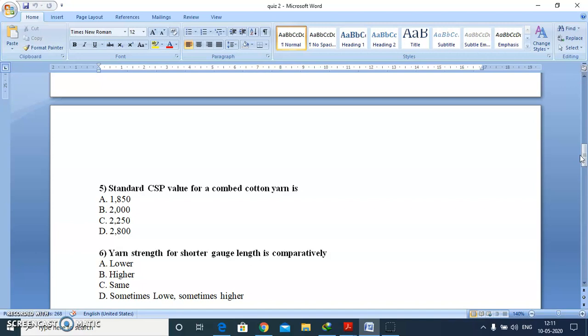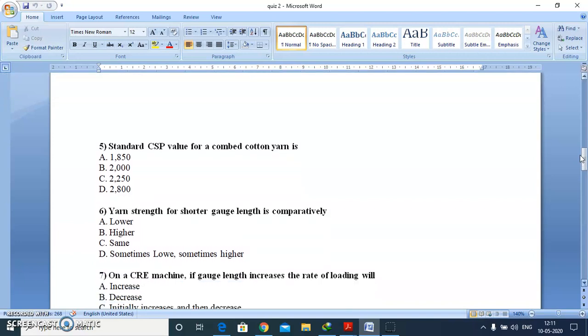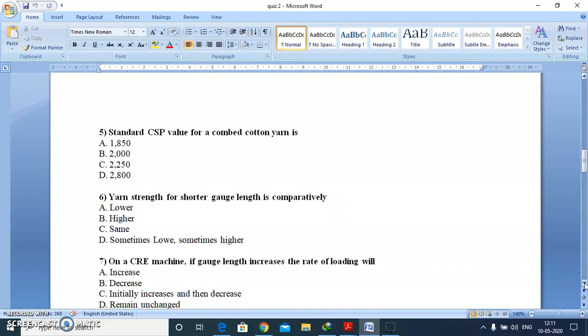So now we'll move on to the next question, that is yarn strength for shorter gauge length is comparatively. As we all know, due to weak link effect, yarn strength for longer gauge length is lower. So for shorter gauge length it will be higher. So we'll go for option B here.